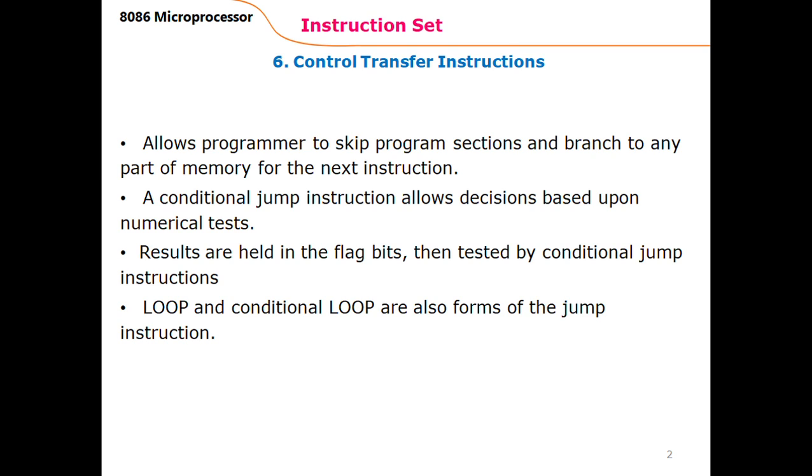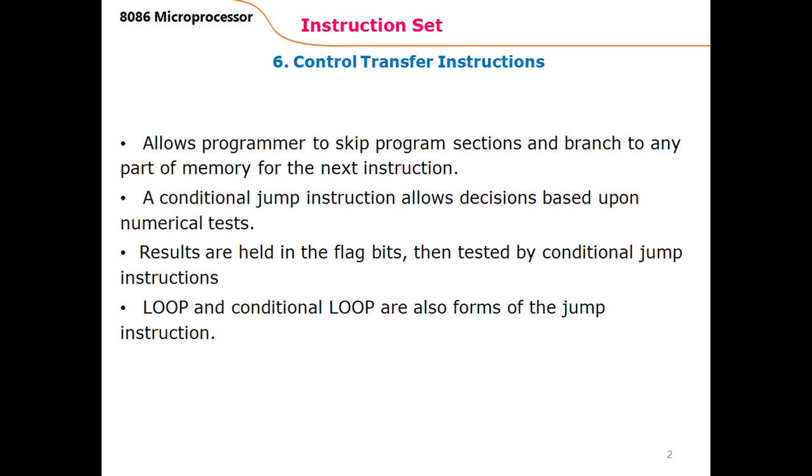Control transfer instructions allow a programmer to skip a section of the program or set of instructions and to branch to any other part of the code segment for the next instruction to be executed. Normally the microprocessor executes instructions of the program in a sequential pattern. One instruction is executed after the other, and the next instruction is the one that happens to be next in the program.